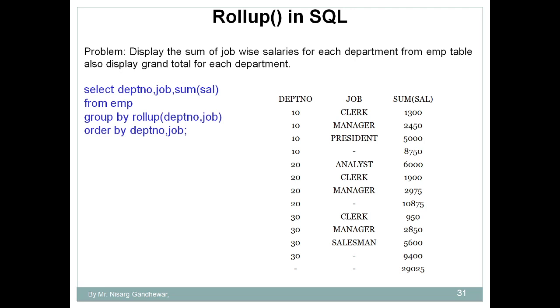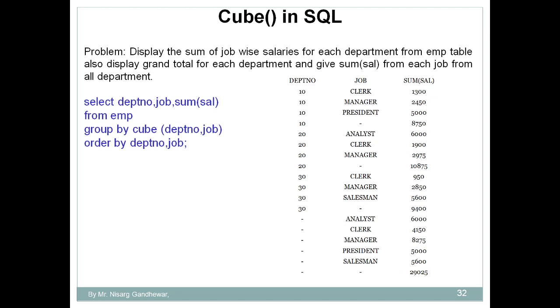Initially I told you that rollup and cube function is used to calculate the grand total. It is used to calculate the subtotal. So in this case it is a subtotal for every department. This is considered as a subtotal for every department, and this is a grand total. So whenever you need to calculate subtotal or grand total, at that time you have to make use of a rollup function.